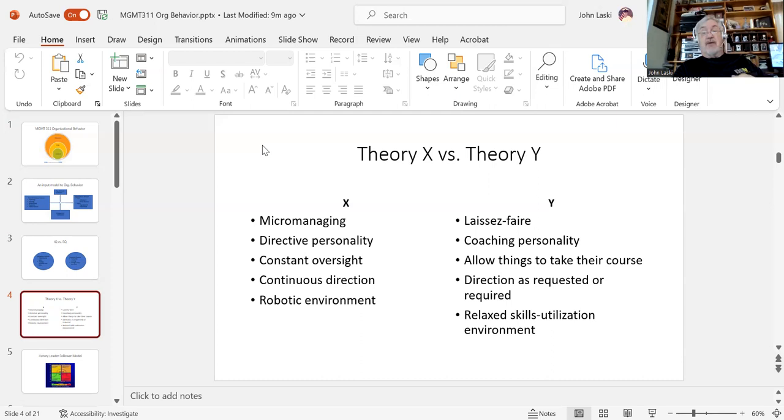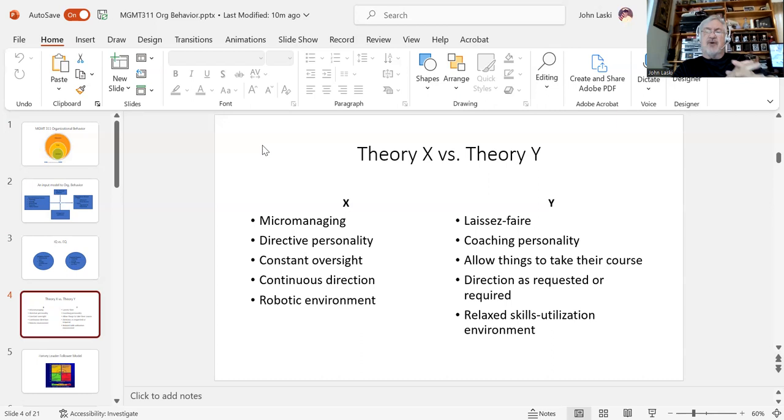Versus Theory Y, which is, and this is my use of the word, there are different interpretations and understandings of laissez-faire. But laissez-faire to me means that it allows things to take their course.